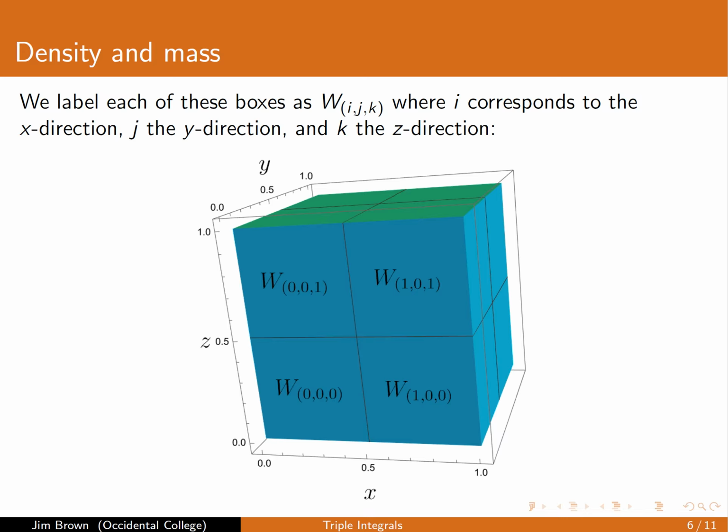This one's gone 1 in the x, 0 in the y, 1 in the z. And then these ones in the back here would be labeled similarly, but now we'd have 1 in all of the y coordinates because we've moved 1 in the y direction for each one of those. And that's how we're going to label our boxes.